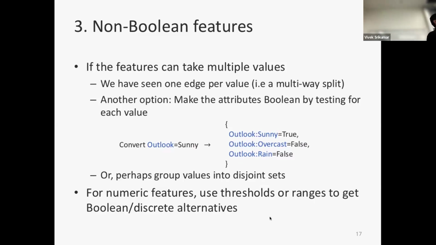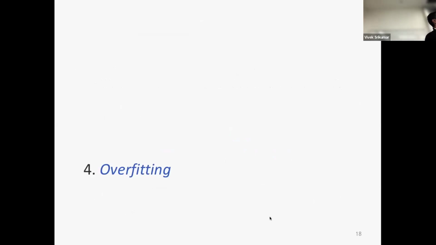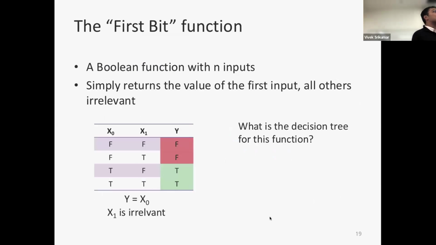We have 2 minutes left. And we have a huge concept to talk about, overfitting. I'm not going to introduce that concept, but I just want to introduce an example. Consider this function. We're calling it the first bit function. It's a Boolean function that takes n inputs, and the label is simply a copy of the first input. All the other features are irrelevant. So if you have 2 inputs, x0 and x1, the label is simply a copy of x0.